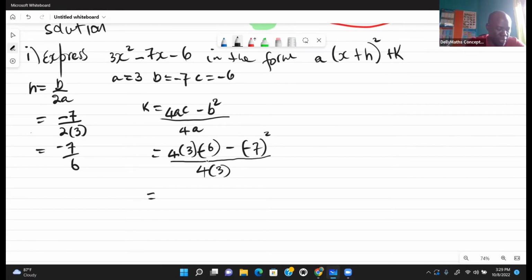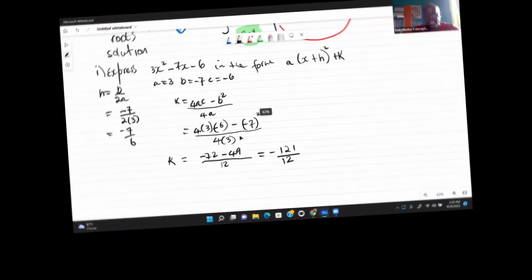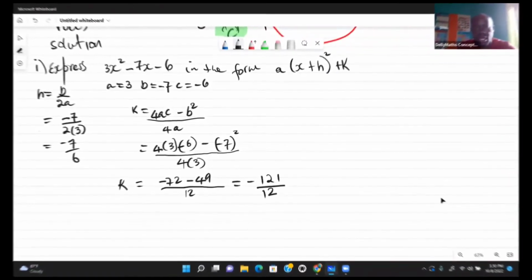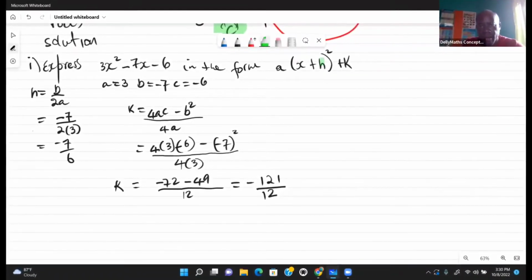About 72 times 6 is, all right? So that's -72. And then there's a -49, and all of this is over 12. So -72 minus 49, work with me. I think we get -121 over 12. Write the completed square. All we have to do is to substitute h and k right here. That's all. The other things are already given to you.